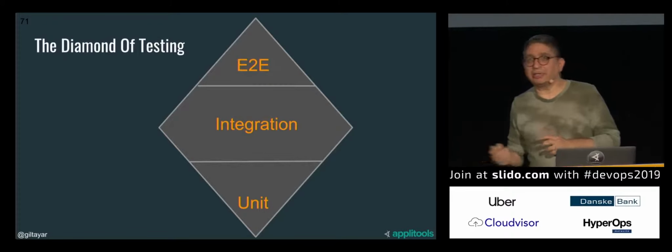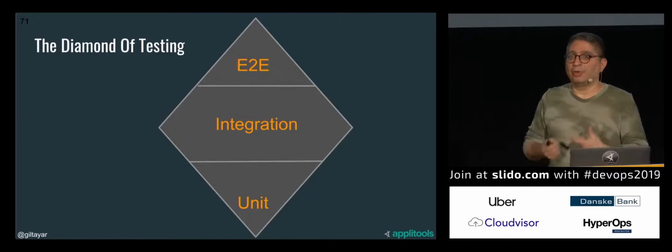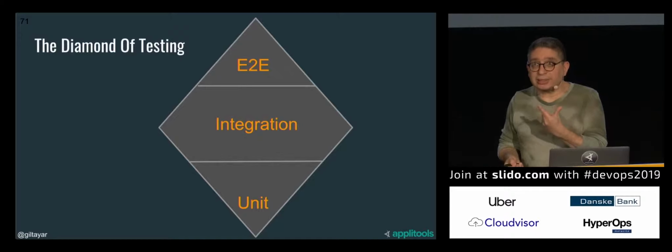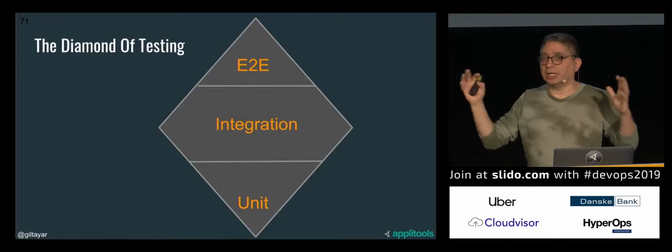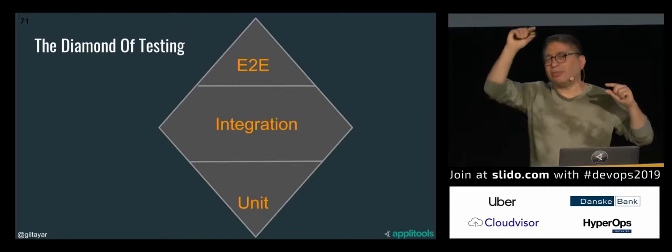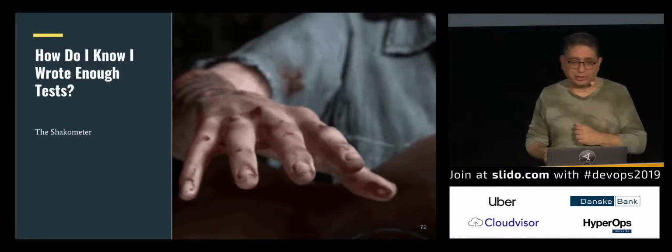And this is the diamond of testing. This is what we believe in. We don't believe in the pyramid. We believe in the diamond. Few unit tests, just for logic stuff, very simple ones. Lots of integration tests because we're microservices. These tests run very, very quickly, and very, very, very few end-to-end tests. So that's our philosophy.